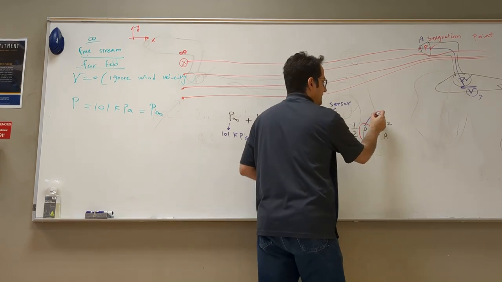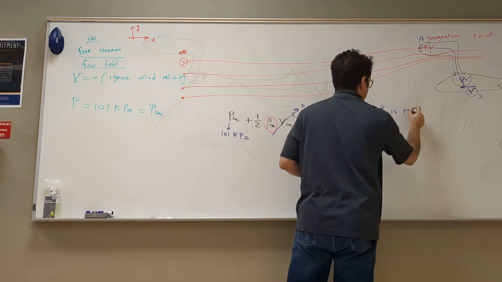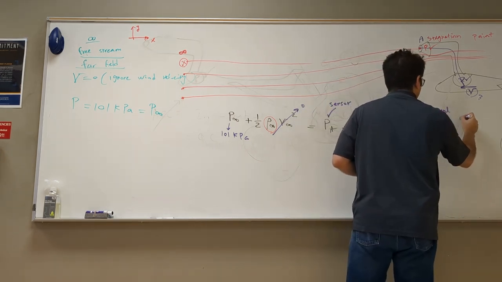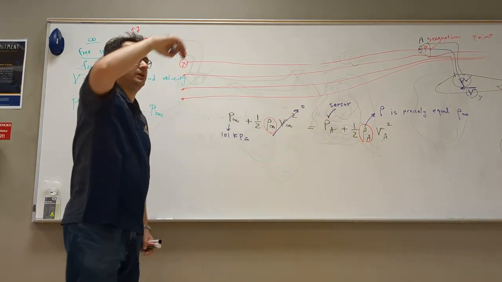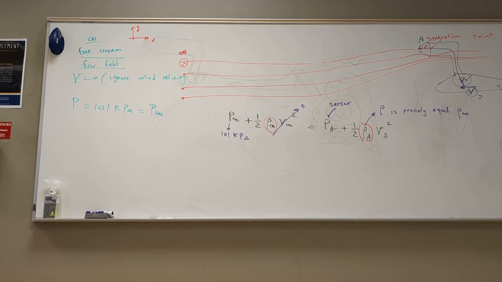But look, we have to make the assumption that the density is precisely equal to rho infinity. And that density, no matter how high you go, is given to you. But look, this is an extra assumption, an extra unknown. In real life, it is not very accurate to make this assumption.